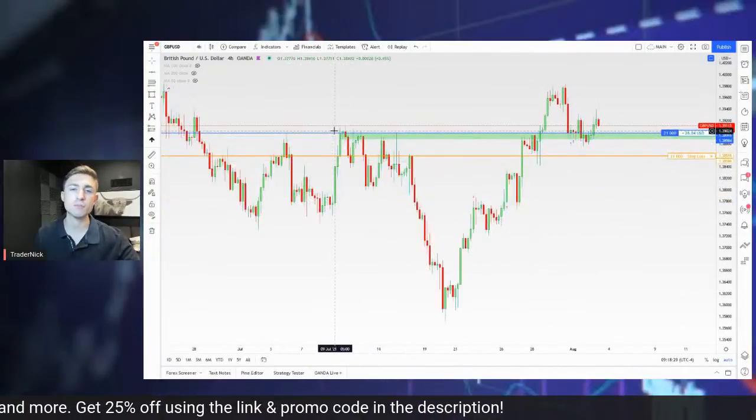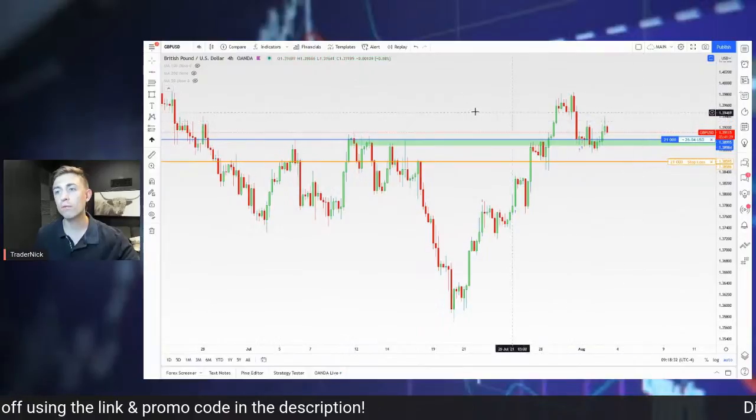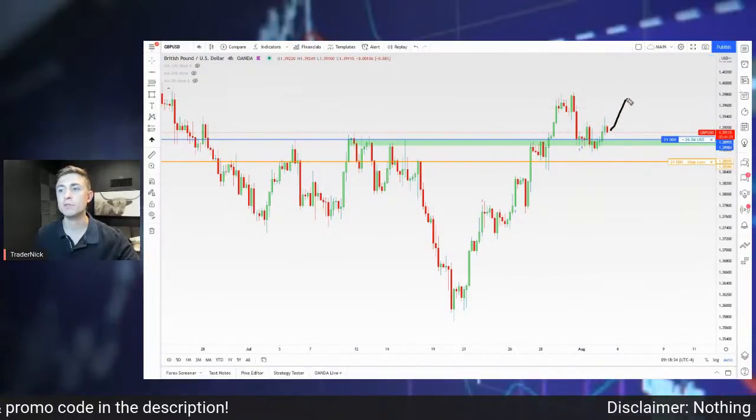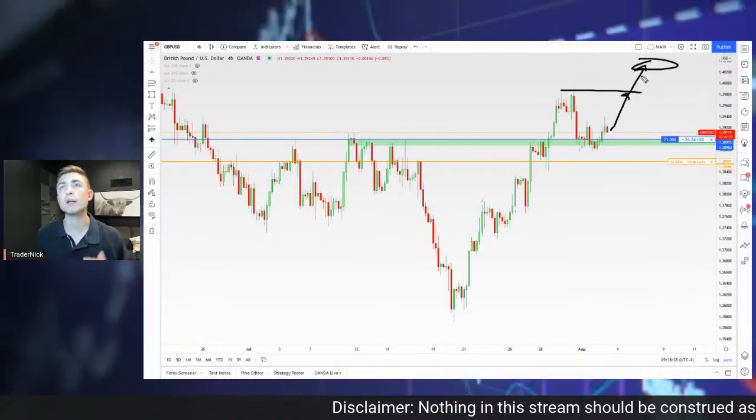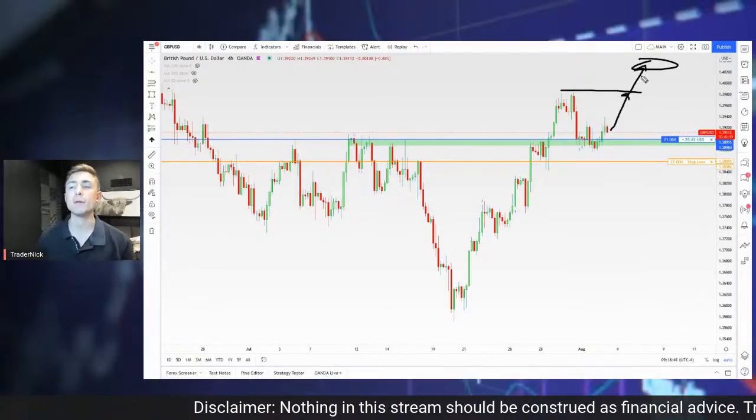If I'm wrong, I'll take a small loss, no big deal. And if I'm right, hopefully we can see a continuation up to maybe the previous high. If not, maybe even form a higher high. That's really what I'd be looking for with this position that I'm in.